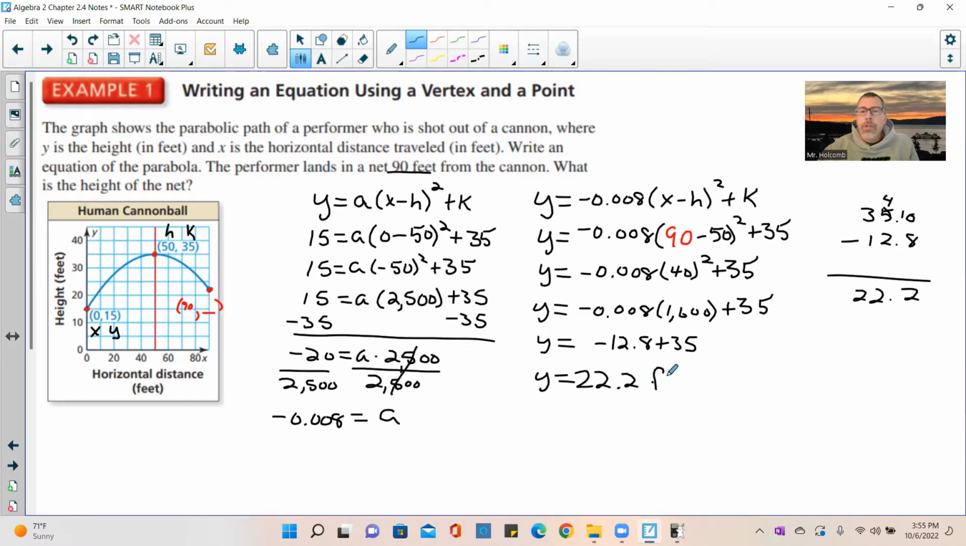22.2 feet. So that's how high the net is off the ground. And if we got an answer that was less than 15, we should question it, because this point is higher than this point, and this is at an elevation of 15 feet, and he landed up here at 22.2 feet. Okay.